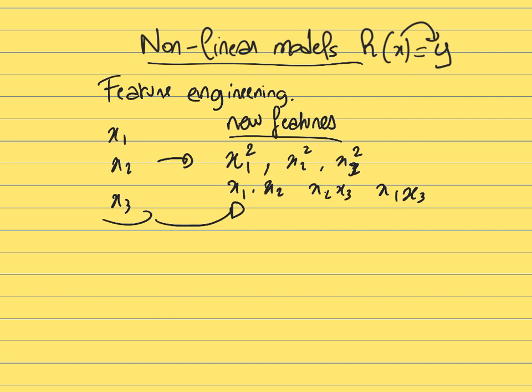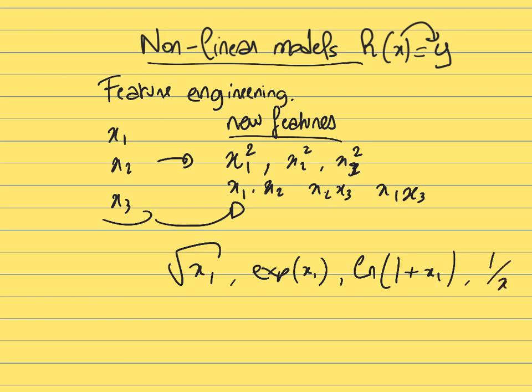And here we are just taking the example of a quadratic transformation, but there is a whole other range of mathematical transformations that you could use. You could take the square root of the features, you could take the exponential of the features, you could take the log of the features, or usually we take the log of 1 plus the feature. You could take the inverse of the feature, etc.